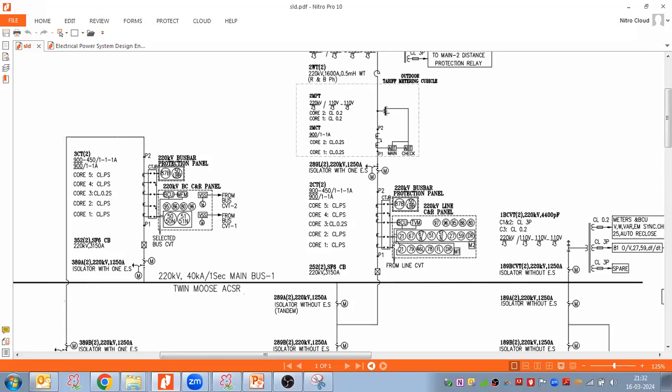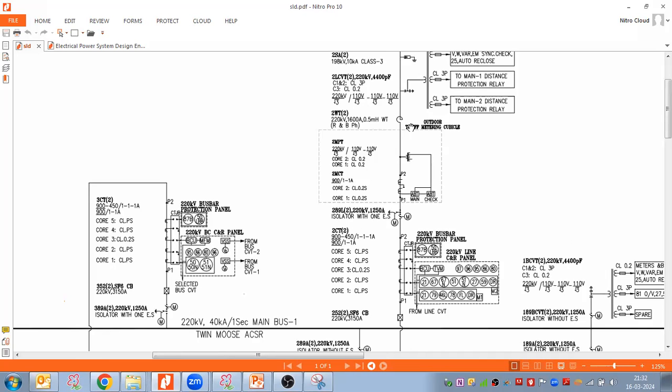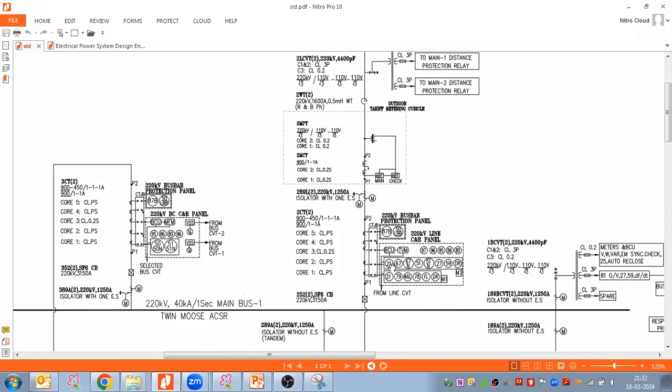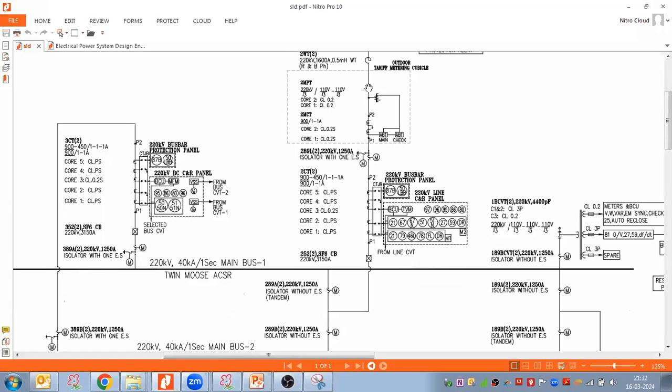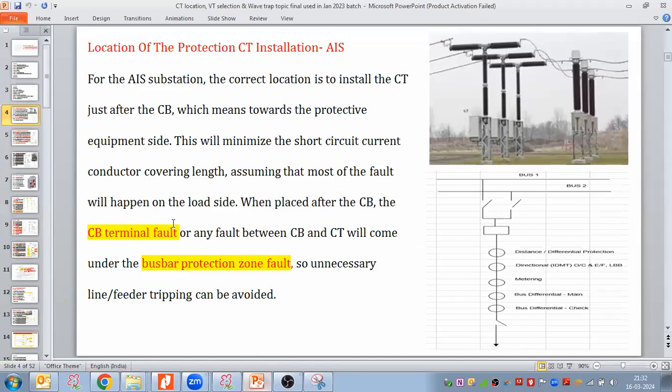Now this CT I'm calling a protection CT, and this particular CT is utilized for metering purposes only, so I'm calling it a dedicated metering CT. Now I'm discussing this protection CT. Its selection and sizing calculations we have discussed so far in module number 13, class number 13. Today we'll discuss the location, the choice of location, where we should install this in a line bay or in any bay. So that is the point.